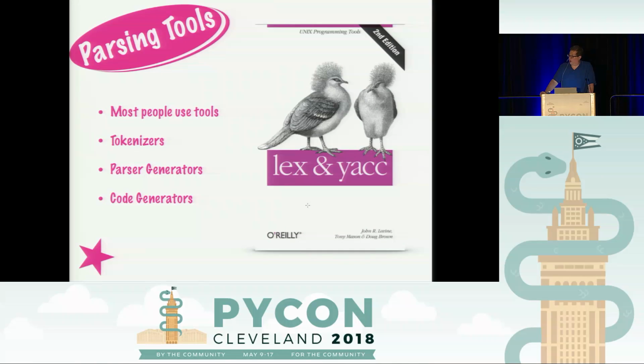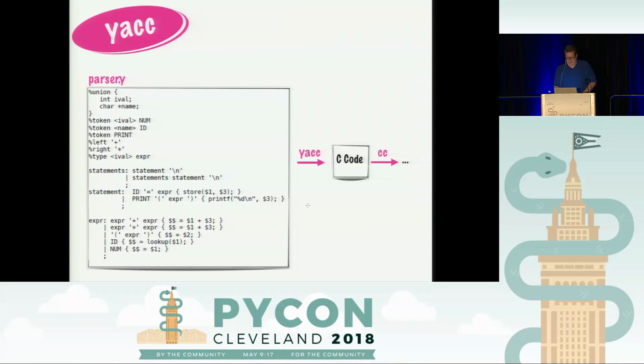Some of the more classic tools for this are lex and yacc on Unix. Yacc was developed in the early 1970s. Lex is in the same ballpark. The idea there is that they have you describe your language at a higher level, maybe something like this, where you write out your grammar, and then you run it through a code generator, and you get a bundle of C code, and then you take that and compile it into your program.